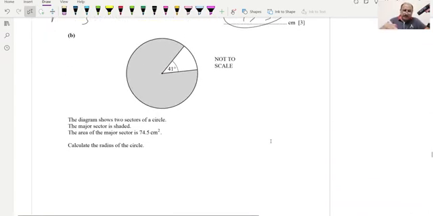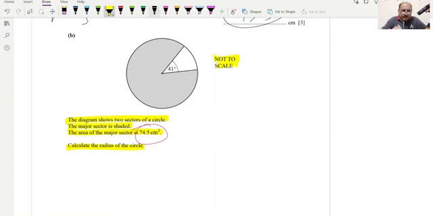Now B part, they are saying B part also not to scale. The diagram shows two sectors of a circle. One is a smaller sector which is unshaded. The major sector is shaded. The area of the major sector is provided, which is 74.5 centimeter square. Calculate the radius. So radius we have to calculate.